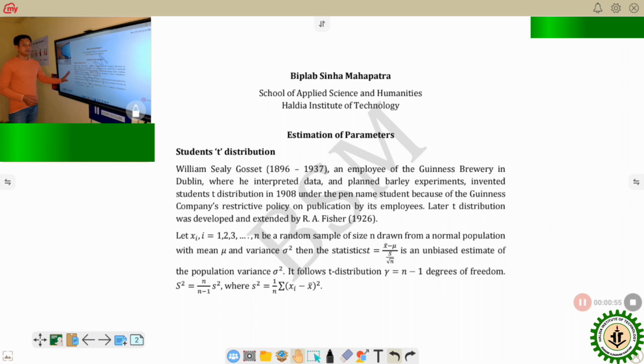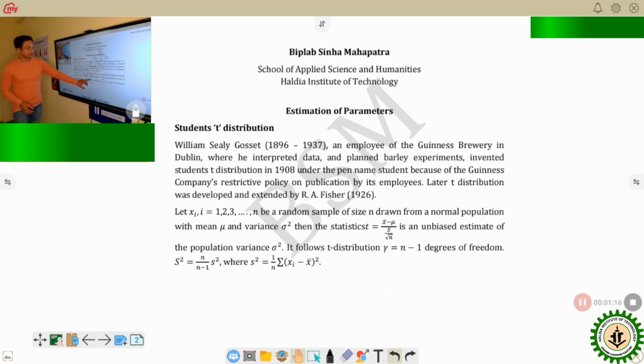This distribution is used in the case of finding or estimating the mean when sigma, the population standard deviation, is not available. That is the thing we need to follow. One more thing we need to know is the degrees of freedom in the student distribution, that is n minus 1. So this is the first time we are introducing degrees of freedom.